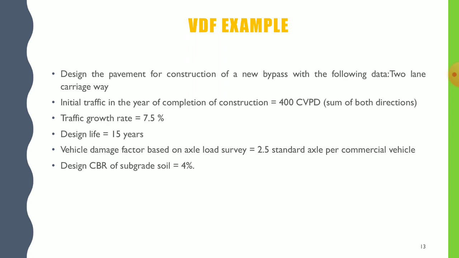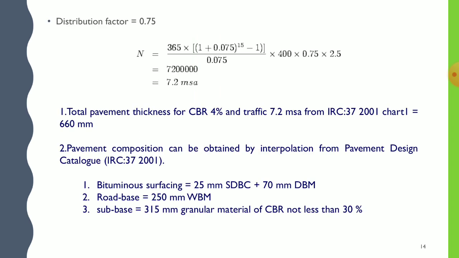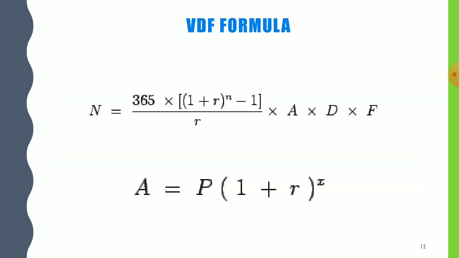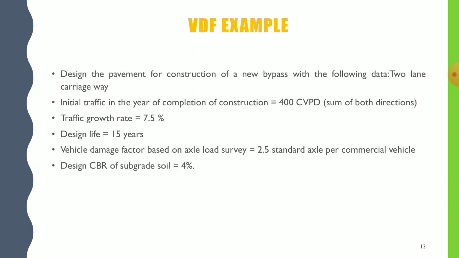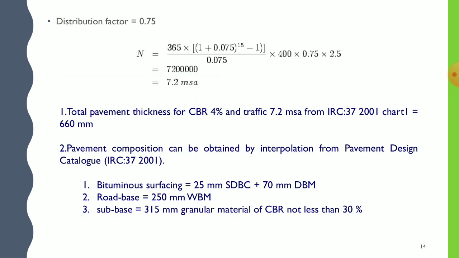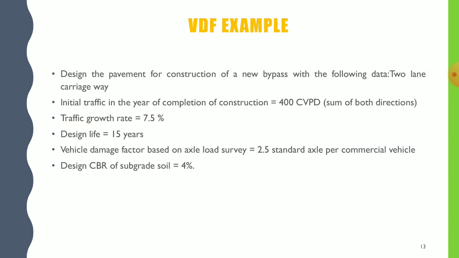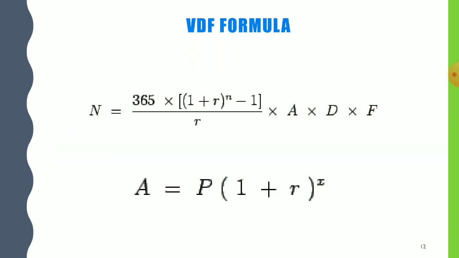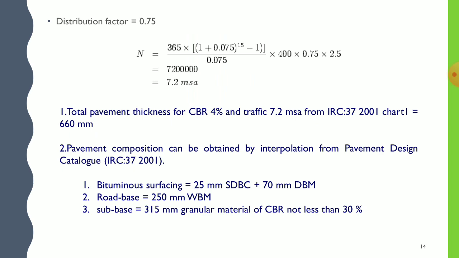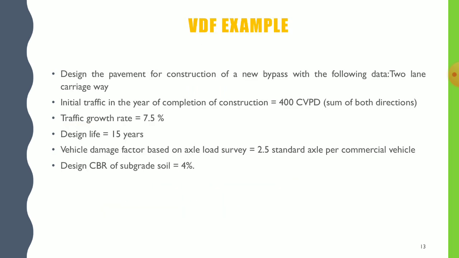Vehicle damage factor based on axle load survey is 2.5 standard axles per commercial vehicle. Design CBR of subgrade is 4%. Distribution factor 0.75. Again, when we input all these numericals in this formula, N equals 365 times (1 plus 0.075, which is the 7.5% growth rate, where R is the growth rate and n is the number of years, the design life of 15 years, right?